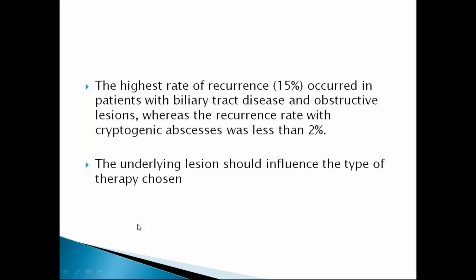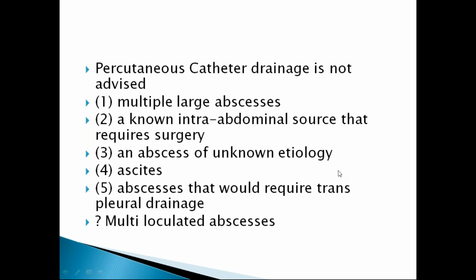So the highest recurrence rate is seen in patients with biliary tree disease or obstructive lesions, whereas the recurrence rate with cryptogenic abscess was less than 2%. Okay. So percutaneous drainage is not useful if pyogenic liver abscesses are multiple. If it is a cavity divided into multiple, multiloculated, that is the exact word. Multiloculated abscesses don't usually drain well with catheter drainage. You have to do a surgical drainage, no other option.